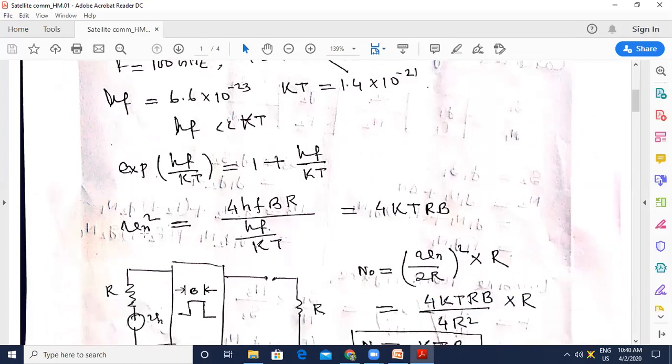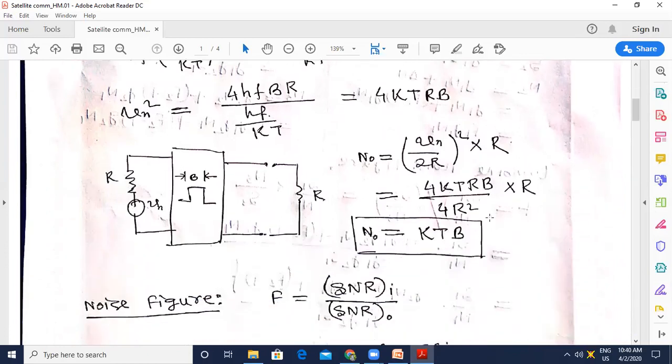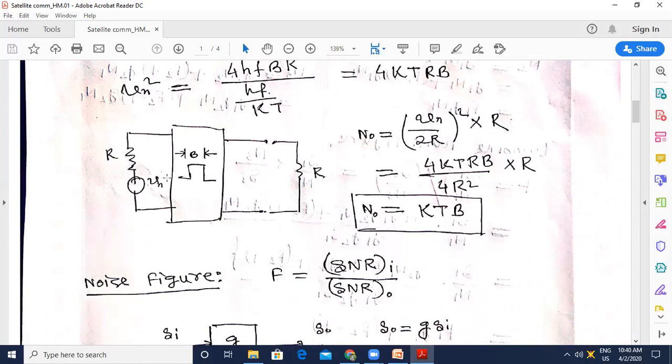So now Vn square, this noise voltage level, will reduce to 4KT R into B. Now this noise voltage is passing through, let's consider some phenomena, the input resistor R. This is an ideal band pass filter. This noise power appears across the load resistor R again. So this noise power is basically I square into R, meaning (Vn upon 2R) square into R, which is nothing but KTB. As we all know, noise power is KTB.